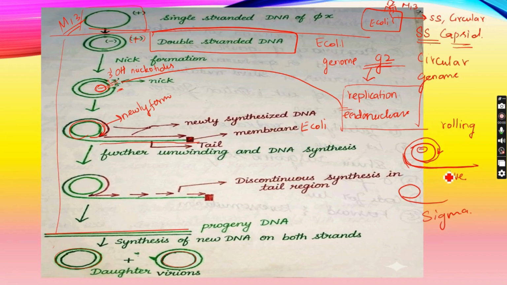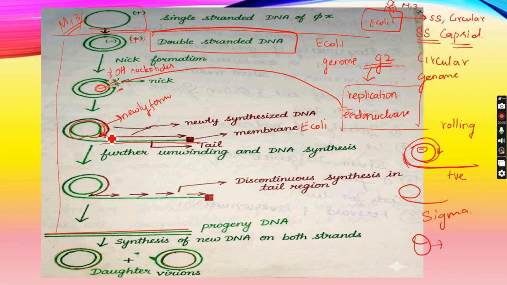Therefore, it is known as sigma replication. As we saw before, in bidirectional replication, where there is a theta-like structure, it is known as theta replication. This structure, due to rolling back, is similar to an inverted Greek letter sigma, so it is known as sigma replication.